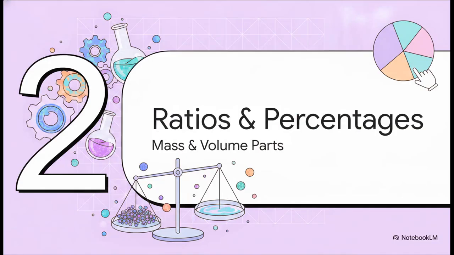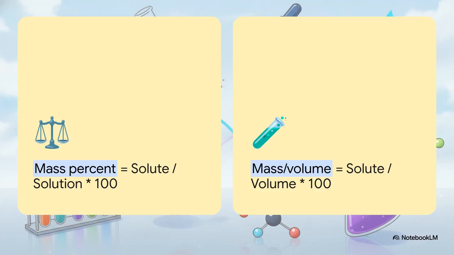Section 2, simple ratios and percentages. Dealing with mass and volume parts. All right, here are the crisp, textbook-accurate definitions you absolutely need for your exams. These are all about parts of a whole. Mass percent, or W/W, is the mass of the solute divided by the total mass of the solution multiplied by 100. Mass by volume, W/V, is the mass of the solute divided by the total volume of the solution times 100.